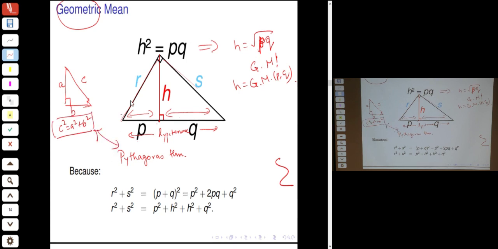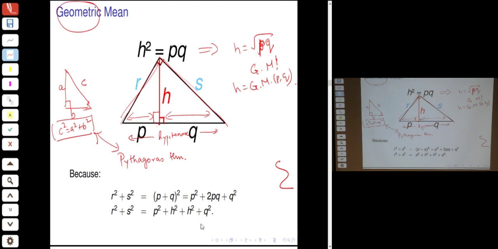So, let us apply it. In this picture we have 3 right angle triangles, 3 triangles having 90 degree. One is a big triangle and then there are 2 other smaller triangles having 90 degree. We will apply the Pythagoras theorem to each of these 3 right angle triangles. For the big triangle, Pythagoras theorem gives you r square plus s square equal to hypotenuse square, but the length of the hypotenuse is P plus Q. So, r square plus s square must be equal to P plus Q whole square, and you can write this as P square plus 2PQ plus Q square.